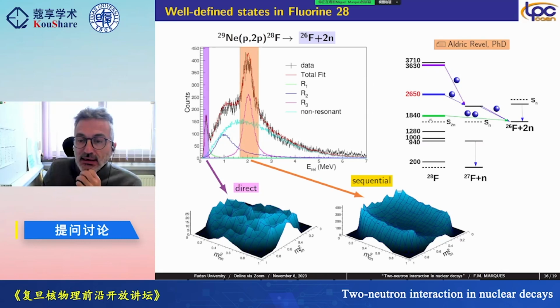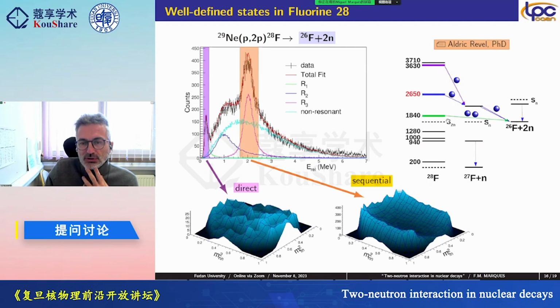Yes, and in this particular case, I said this is from Aldrich's PhD because this part we have not published, but in the paper that we published for the 1 neutron channel, we also see the decay of this state here to fluorine-27 plus 1 neutron.